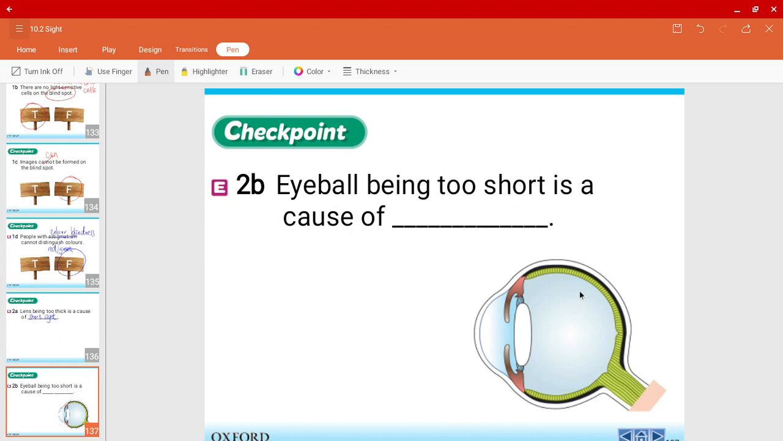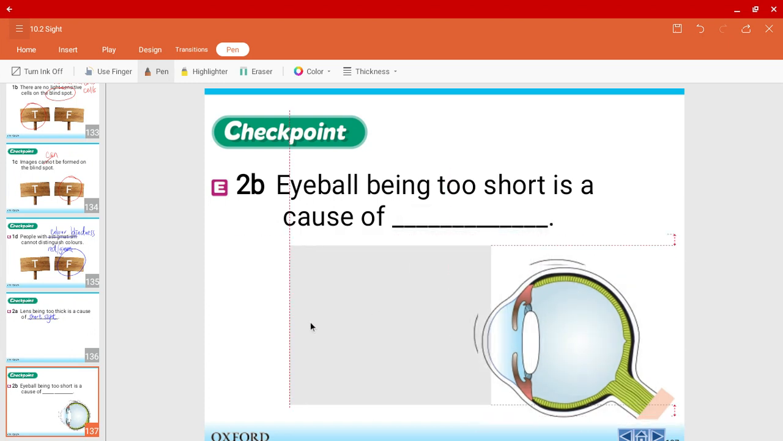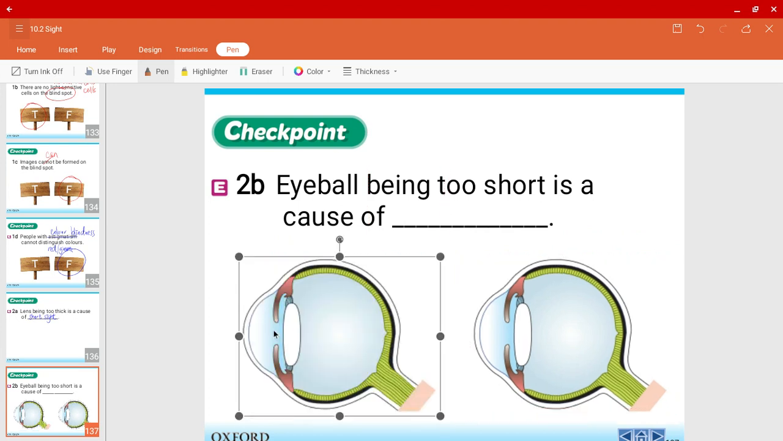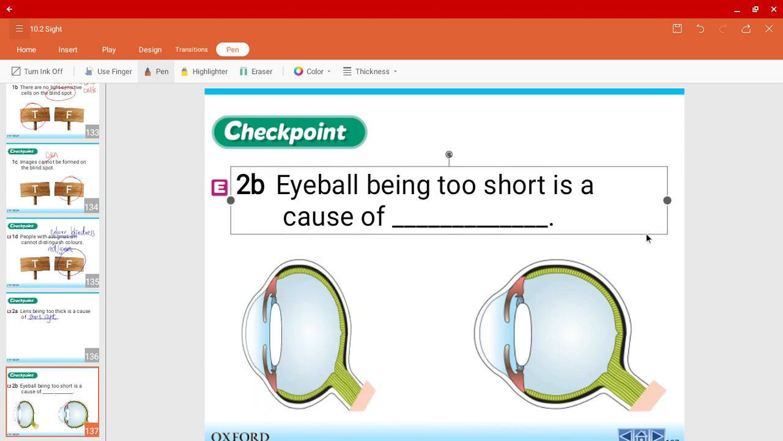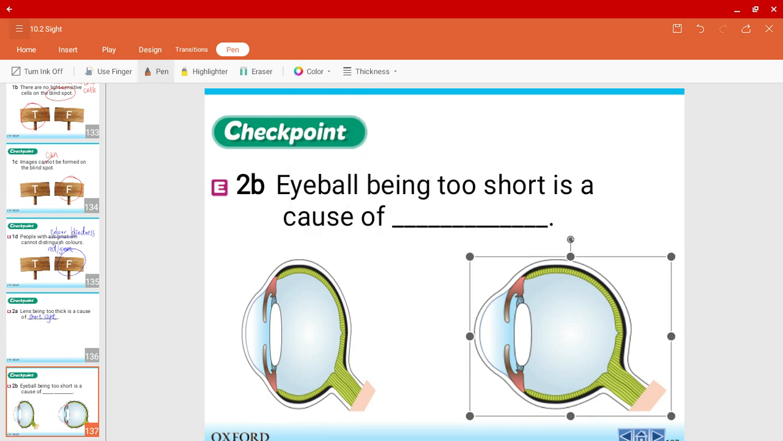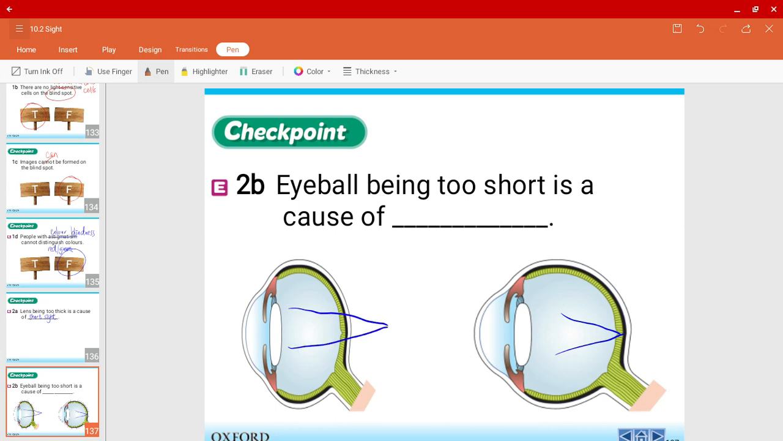So over here I have an eyeball. Let me just quickly copy this and paste another one just to show you how I will answer this question. Okay, now I have two of the same eyeballs. Let me try and shorten this one. Okay, now for example, I've shortened the eyeball. Just to show you what I'm trying to do over here. So now that the eyeball is shortened, the image will be formed, will it be formed in front or at the back? Say for example, over here the image is perfectly formed on the retina. However, the same image over here will be formed behind the retina, because the eyeball is now shortened.